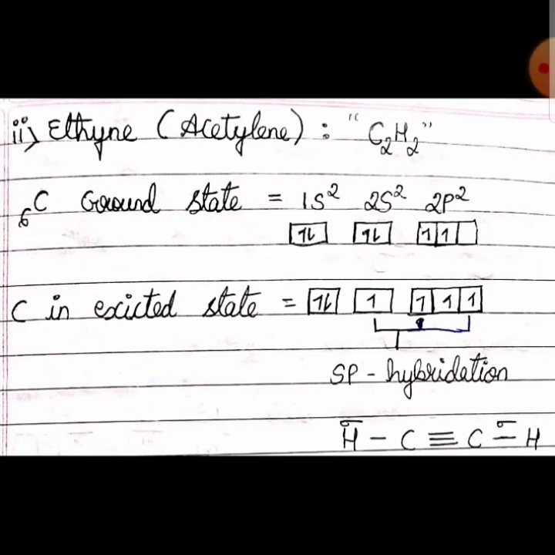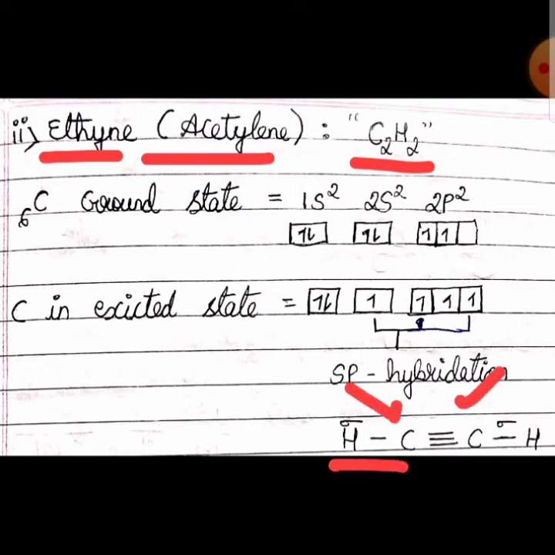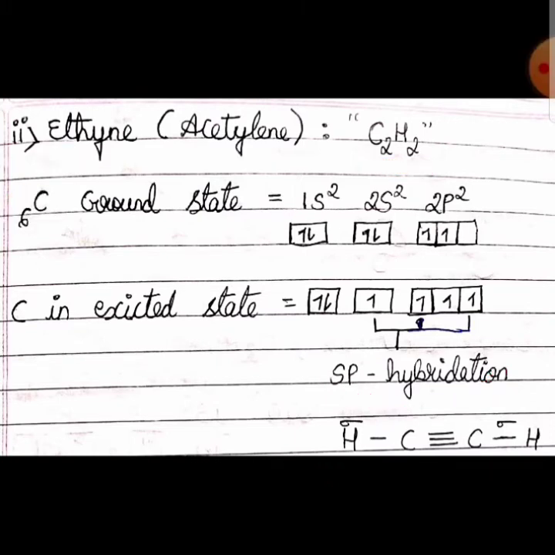We have one more example for sp hybridization, that is ethyne, commonly called acetylene. Molecular formula is C2H2, and between the two carbon atoms you can find a triple bond, 1 sigma and 2 pi, whereas between carbon and hydrogen you can find a sigma bond. So here carbon atomic number is 6, electronic configuration 1s2, 2s2, 2p2.